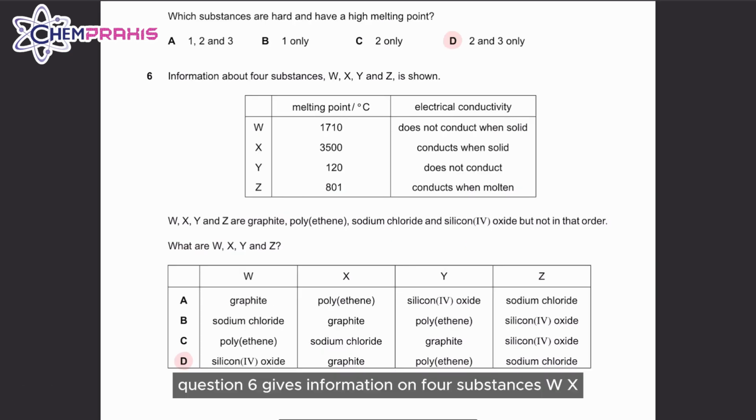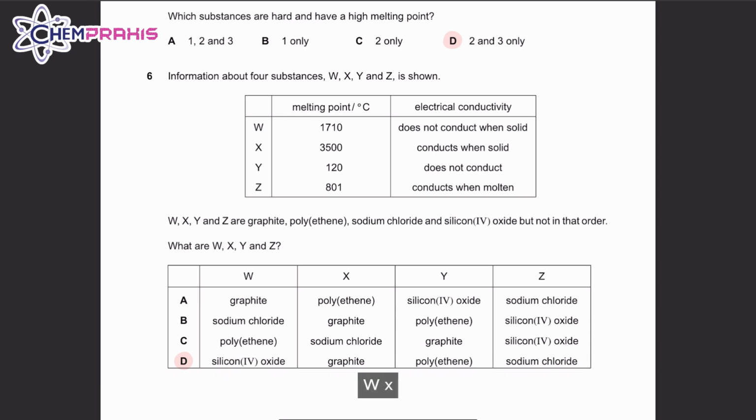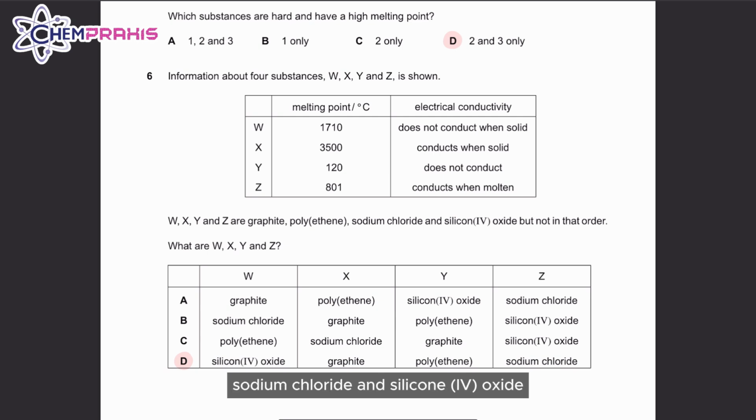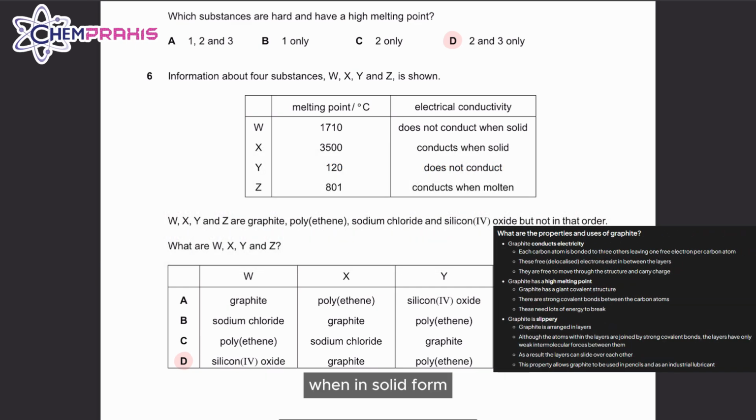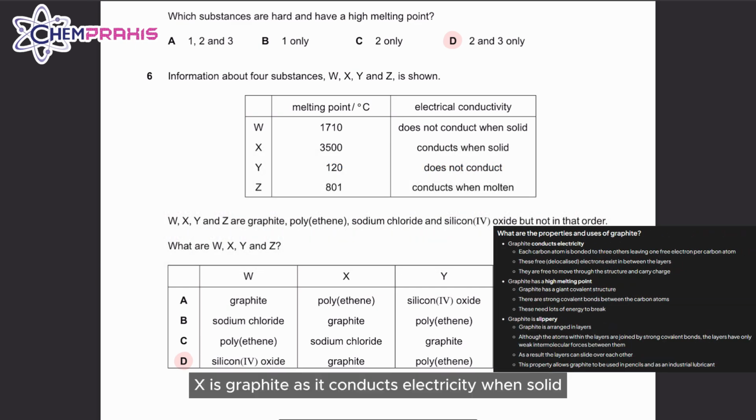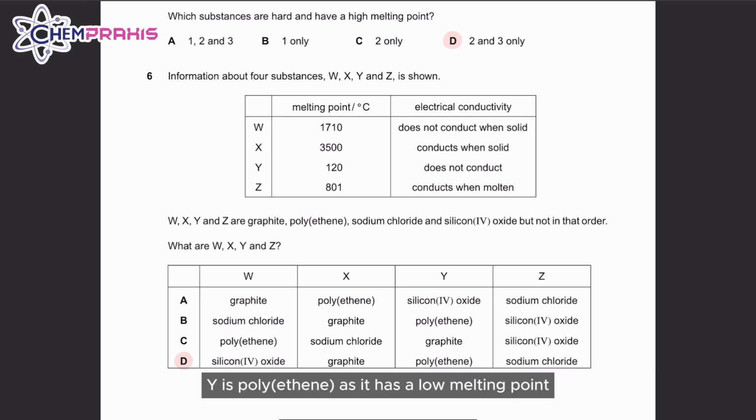Question 6 gives information on 4 substances W, X, Y, and Z. W, X, Y, and Z are graphite, polyethylene, sodium chloride, and silicon(IV) oxide. Keep in mind that they are not in that order, so we will have to determine what W, X, Y, and Z are, respectively. From the information given, we can determine that W is silicon(IV) oxide, as it has a high melting point and does not conduct electricity when in solid form. X is graphite, as it conducts electricity when solid. Y is polyethylene, as it has a low melting point. And Z is sodium chloride, as it conducts electricity when it's molten.